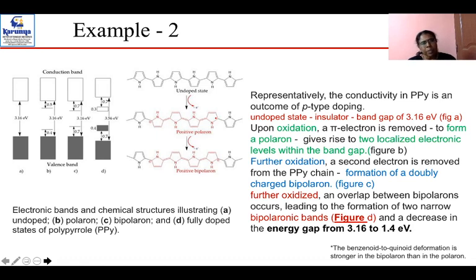Overall, what happens because of this is a decrease in the energy gap. Initially, when the polymer was undoped, the band gap was 3.16 electron volt. Finally, after the formation of the polaron, bipolaron, and then the fully doped state, where you had the bipolaronic bands in figure D, you could see that the band gap is reduced to 1.4 electron volt. Thus, it goes from an insulating character to a conducting material. So this really helps in the formation of conducting polymers, inherently conducting polymers.